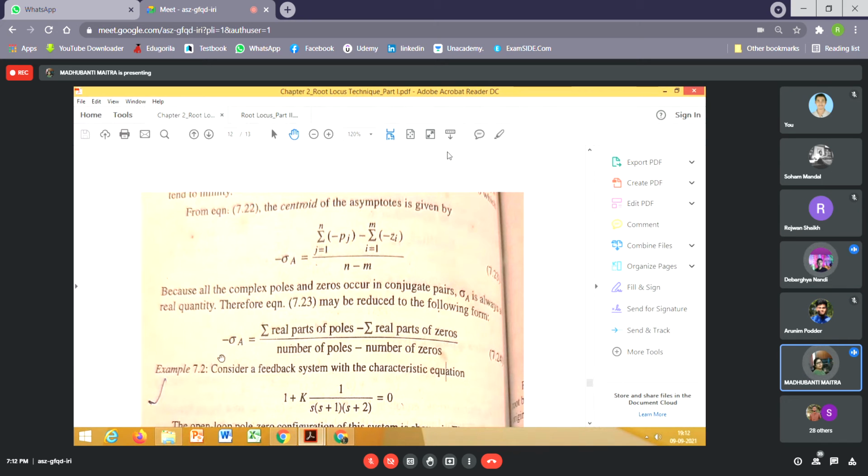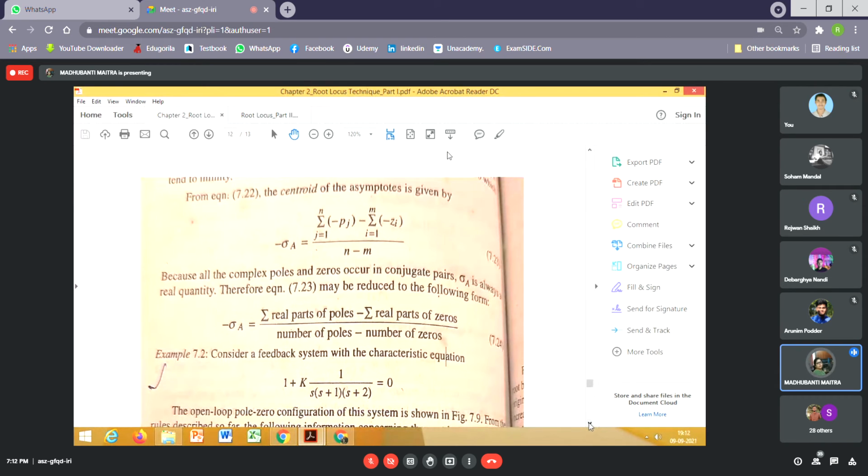Actually, centroid is denoted by minus sigma a. Just ignore minus. So if the value comes out to be minus 2, then sigma a, the centroid, will be located on the real axis at minus 2. And if the value comes out to be plus 2, then the centroid will be located on the sigma axis at plus 2. Have you understood what I'm saying? Yes, ma'am. Okay.